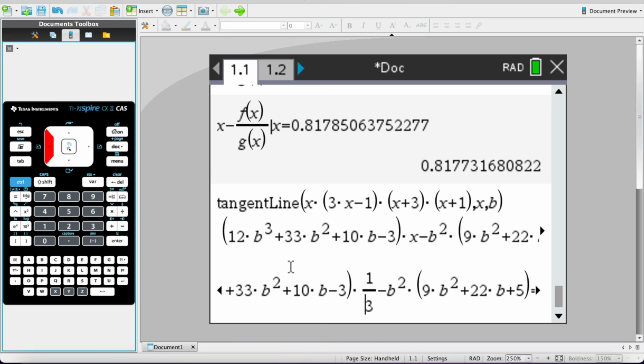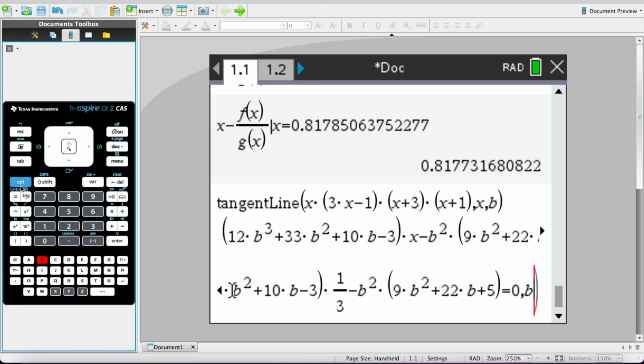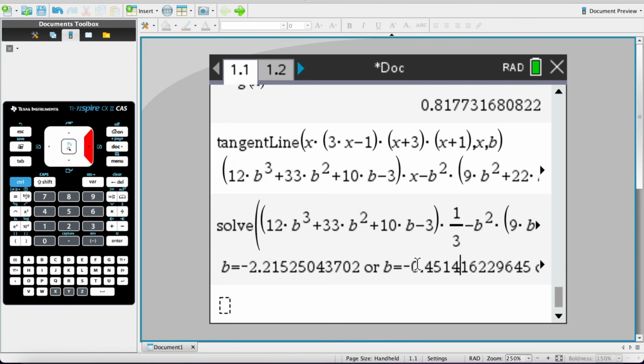And you can solve for b here and see how many solutions you get. You can just do a control enter if it's too big for the CAS. So we've got 1, 2, 3 solutions. So there are 3 of these.